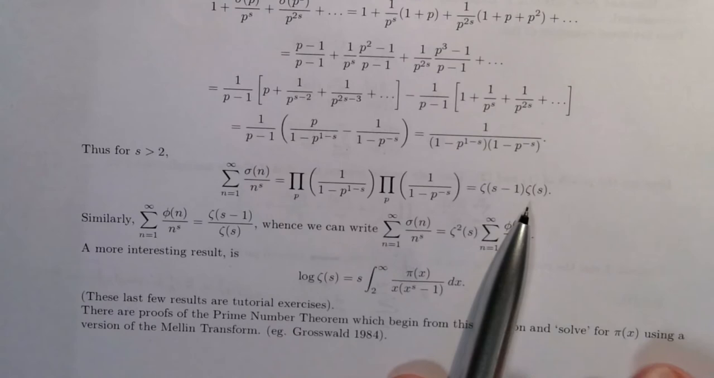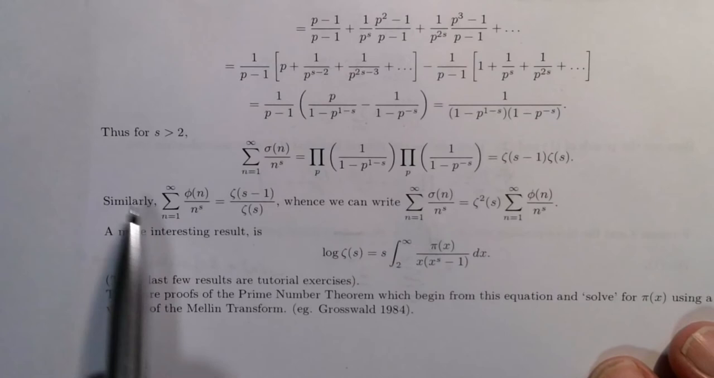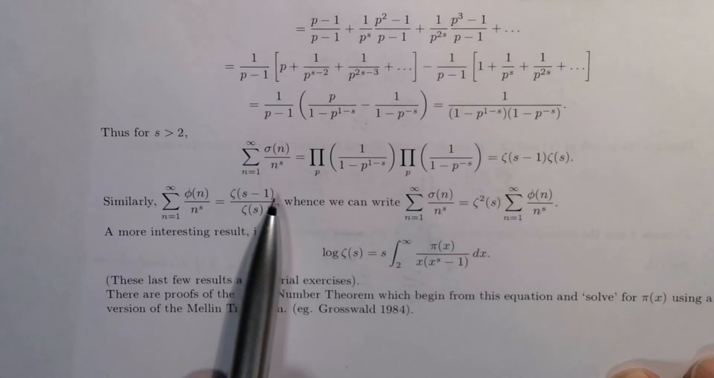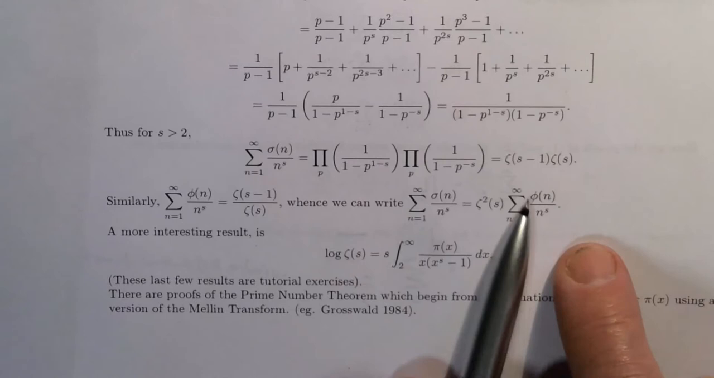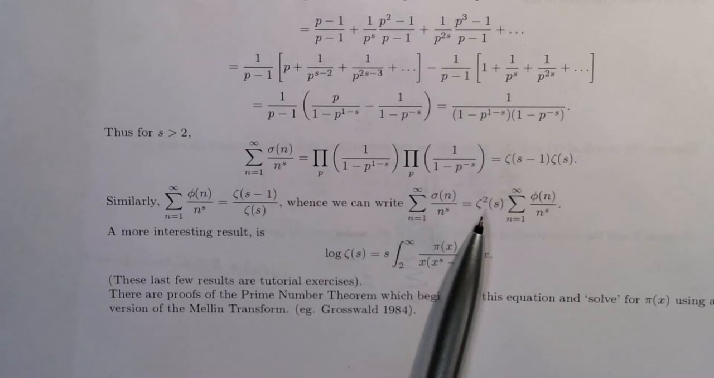And I leave you to do a similar argument to show that the Dirichlet series of phi of n just turns out to be zeta of s minus 1 divided by zeta of s. And that in turn gives us a beautiful relationship between the Dirichlet series for sigma of n and the Dirichlet series for phi of n. They're connected by a factor of zeta squared s. This is lovely. Lovely connections between the two, and I suspect, certainly from my point of view, they're unexpected when you first study these particular arithmetic functions.